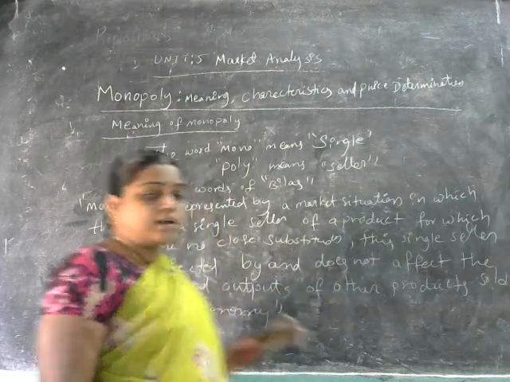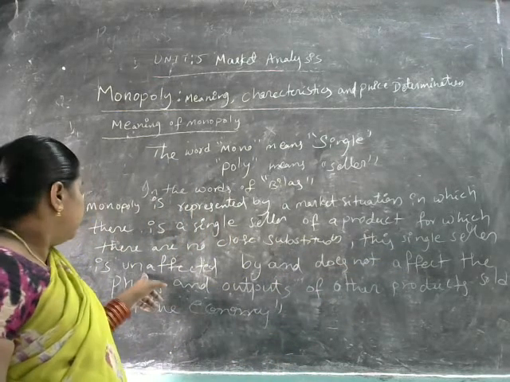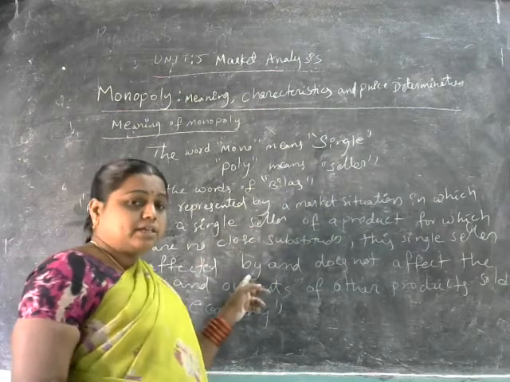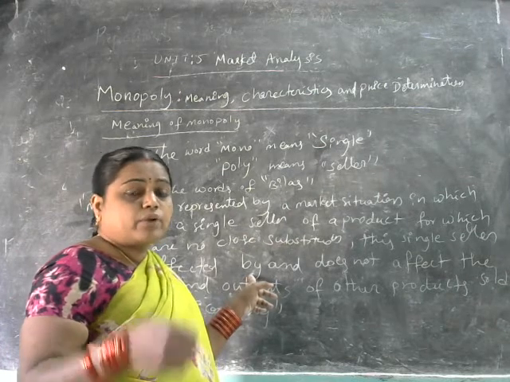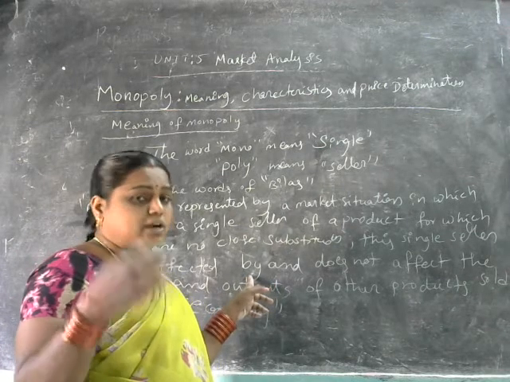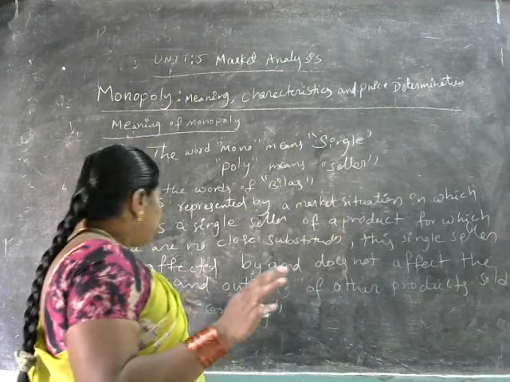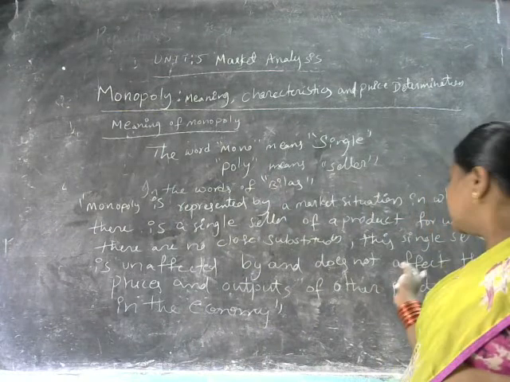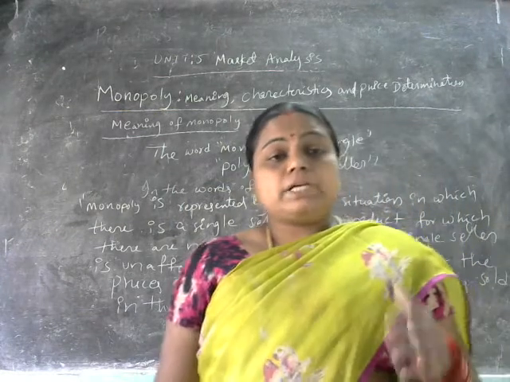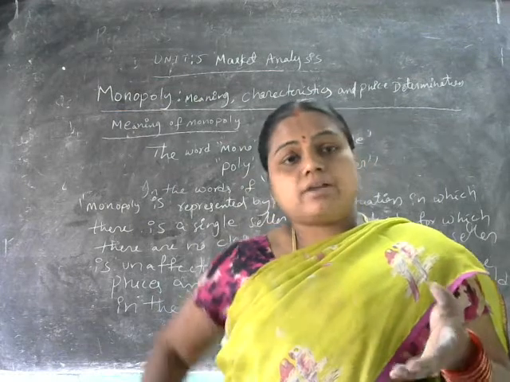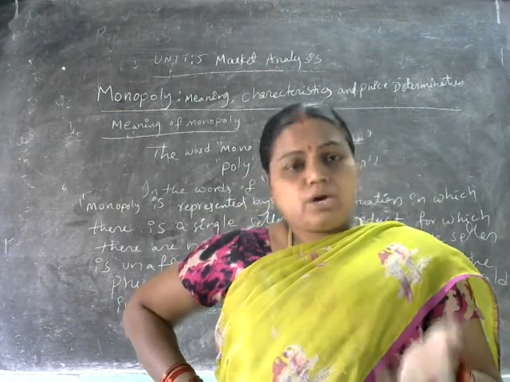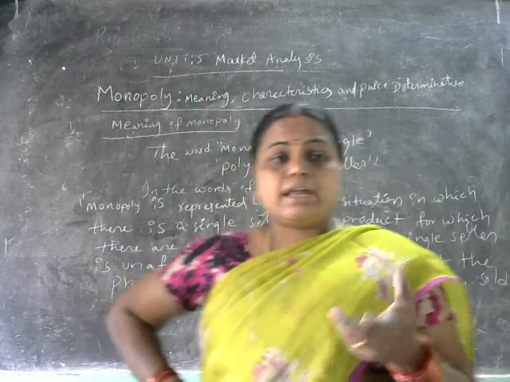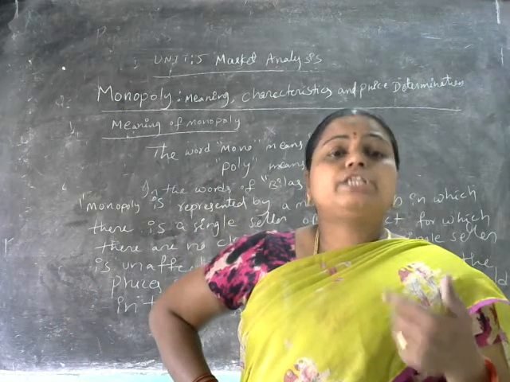So this single seller is unaffected. He is not going to be affected by any others, and he is not going to be affecting the prices and output of the other products sold in the economy, because he is going to be selling a single product for which there are no close substitutes.